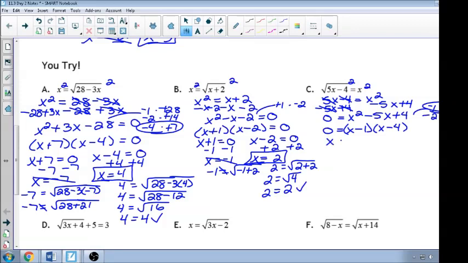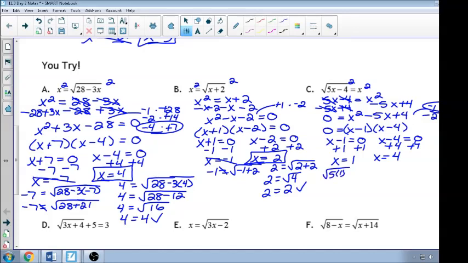Set them equal to 0. Can add 1 to both sides. I can add 4 to both sides. So I have x equals 1 and x equals 4. At this point, I do not have a negative, so I can't just jump straight to a conclusion that one of these won't work. So I need to put 1 in for all the x's.